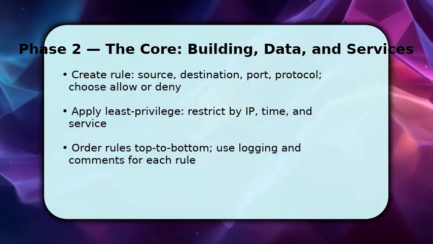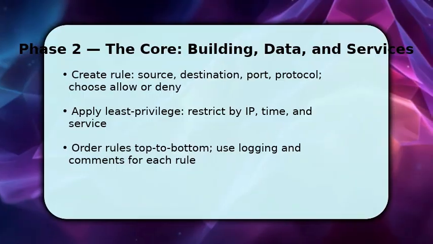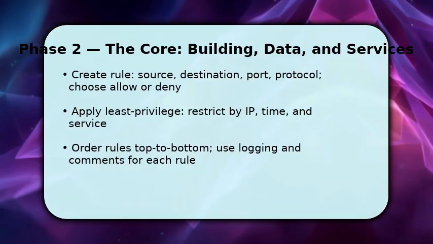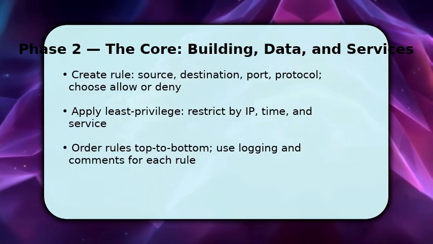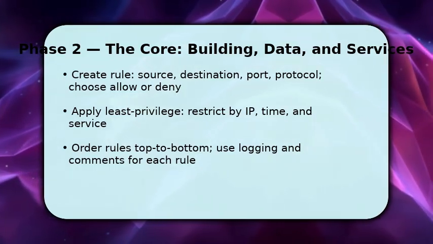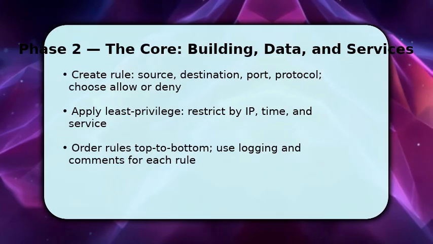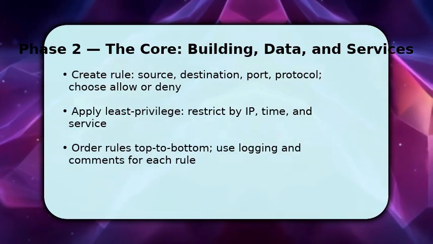Insert the rule in the correct order. Remember, firewalls evaluate top to bottom, and enable logging and a descriptive comment. Once saved, commit the change and use a test host to probe connectivity. If expected traffic fails, check policy conflicts and implicit deny behavior.